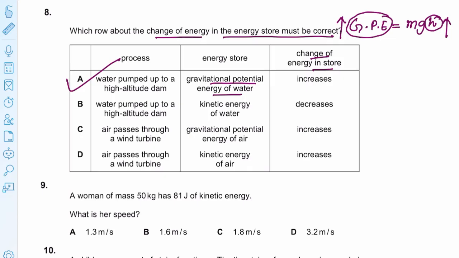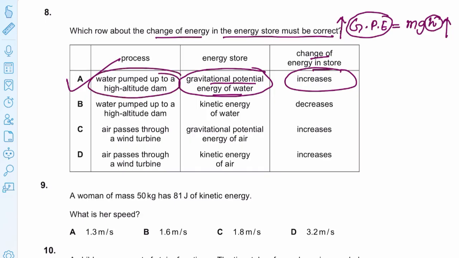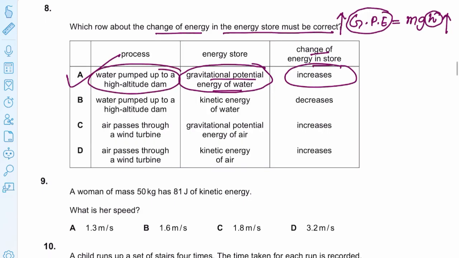You can see here, right? If the gravitational potential energy of the water increases, that means the height also increases. You can see the water is pumped to the height, the altitude of the dam, right? Yes, that is the answer for this question.